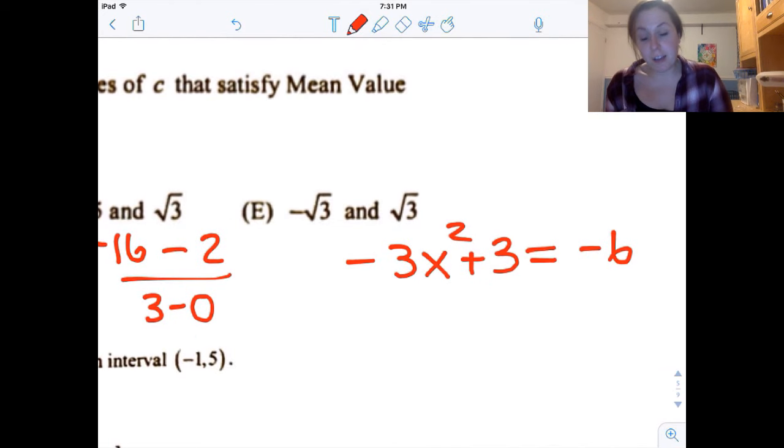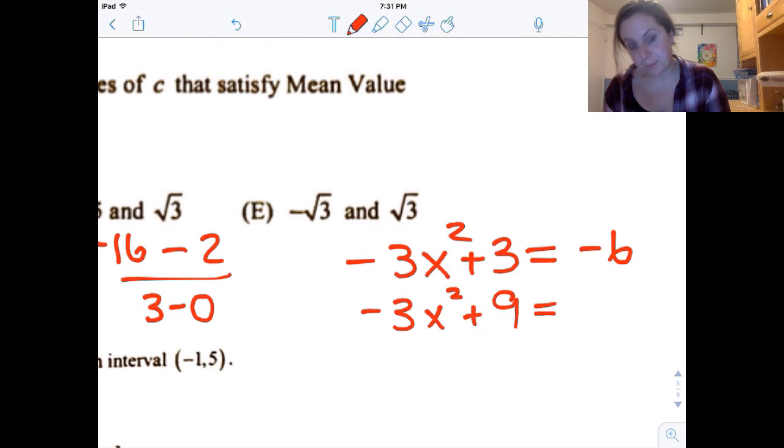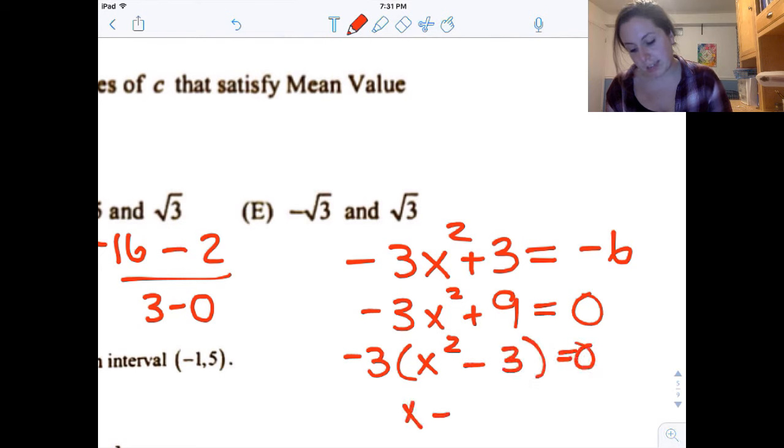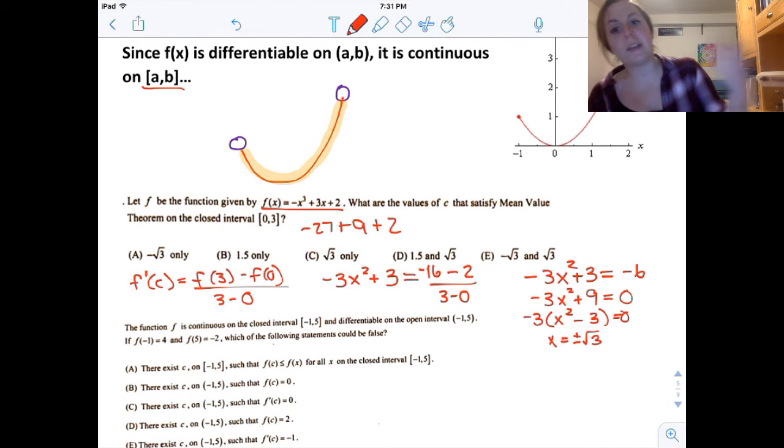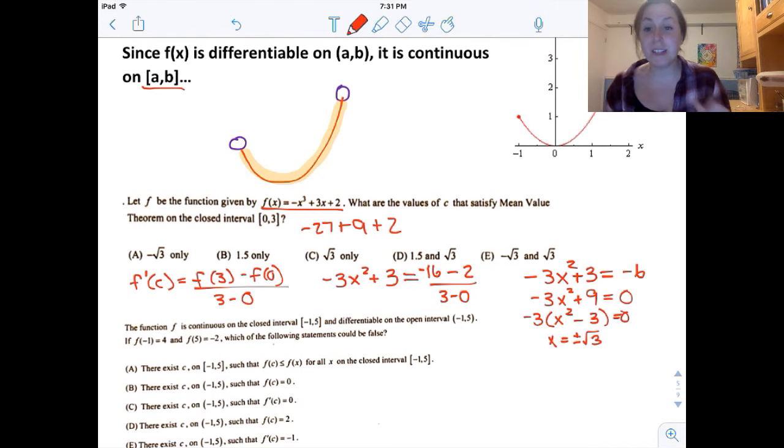So subtract 3 from both sides: negative 3x squared equals negative 9. Factor out negative 3, so x squared minus 3. And so I get x equals plus or minus radical 3. Now, my only question is, are those both on the interval? So square root of 3 definitely is. It's between 0 and 3. But the negative one is not, so we would reject it. So I would only take the positive square root of 3 as my answer there.